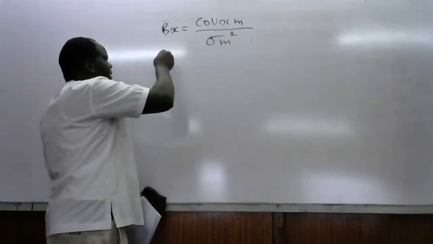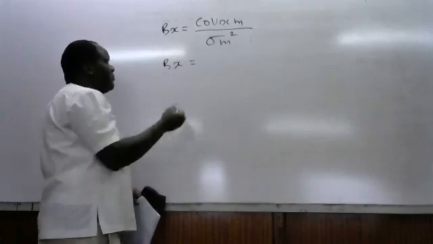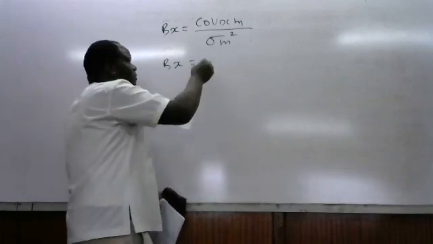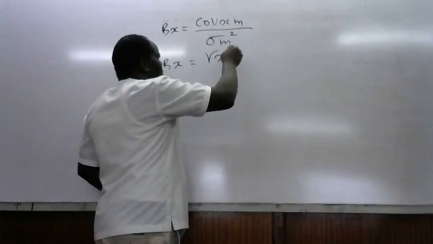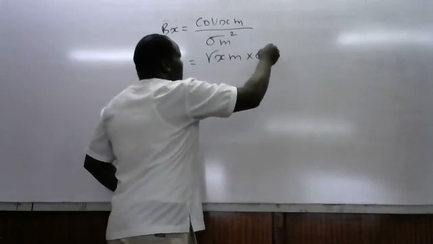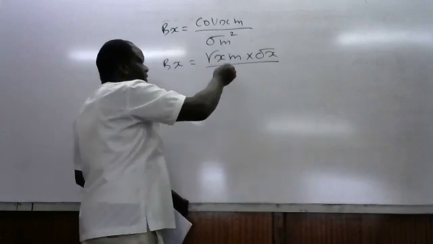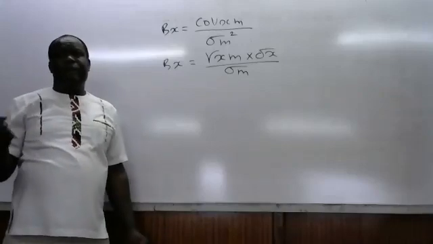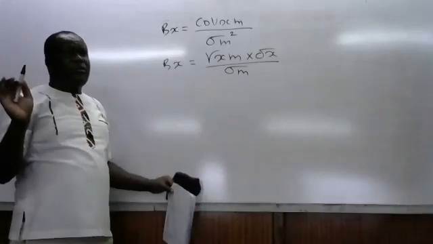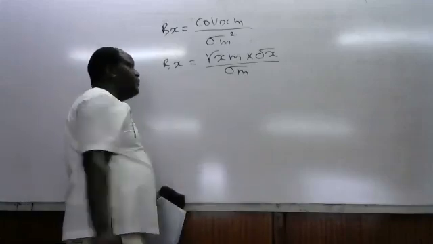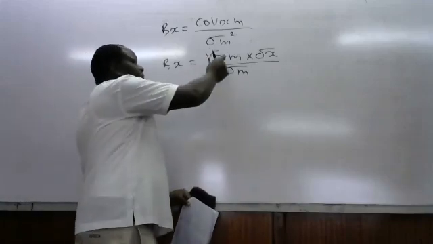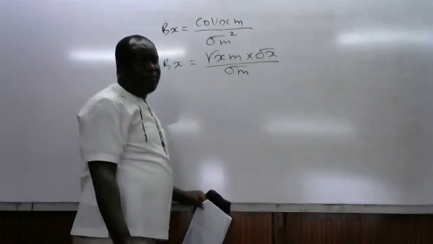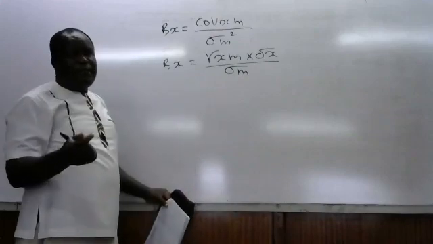Then the second formula that we used in another question: to compute the beta factor for security X, it is the correlation coefficient between security X and the market, multiplied by the standard deviation of security X, divided by the standard deviation of the market.